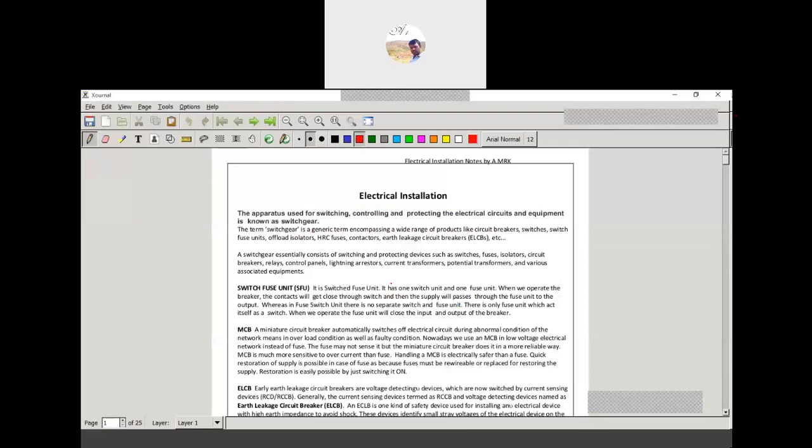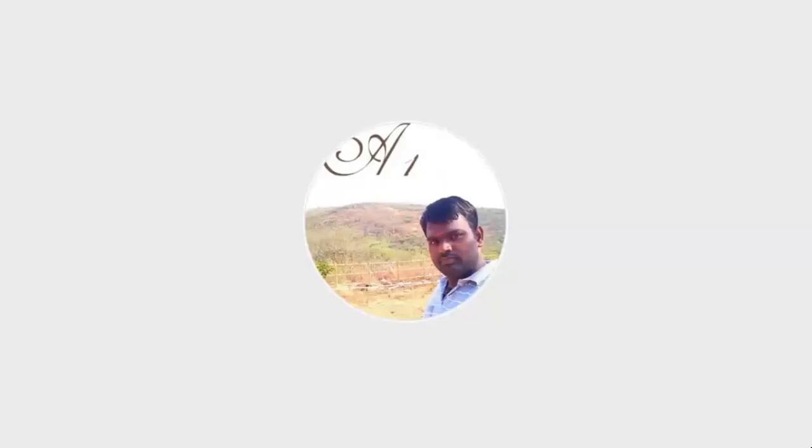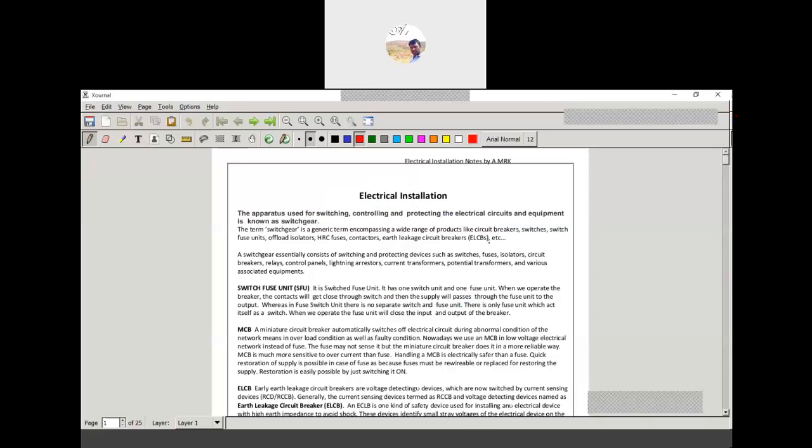Switchgear equipment is used for switching, controlling, and protecting the electrical circuits. The switchgear term encompasses a wide range of products like circuit breakers, switches, switch fuse unit, off-load isolator, HRC fuses, contacts, and earth leakage circuit breakers, that is called ELCBs. Switchgear essentially consists of switches, fuses, isolators, circuit breakers, relays, control panels, lightning arresters, current transformers, potential transformers, and various associated equipment.